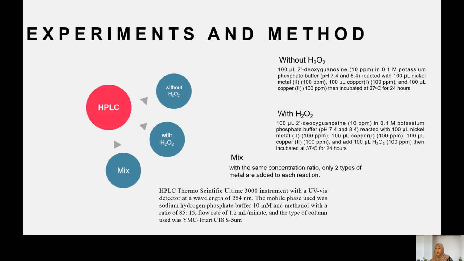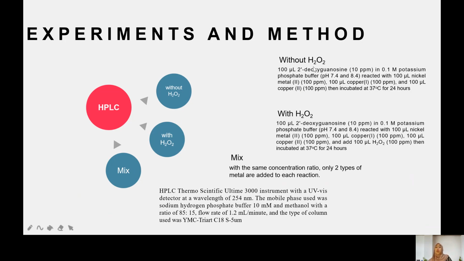In this study, there were 3 ways to see the formation of 8-OHdG. For the first, without hydrogen peroxide, and second with hydrogen peroxide, and the last is mixed two types of metal and hydrogen peroxide.